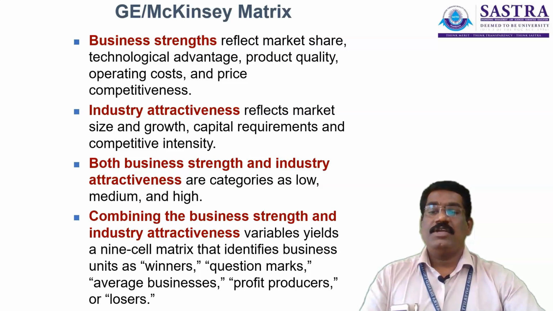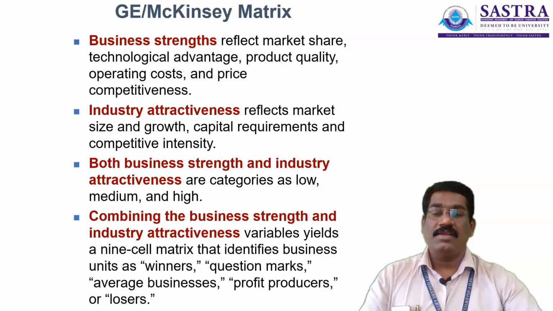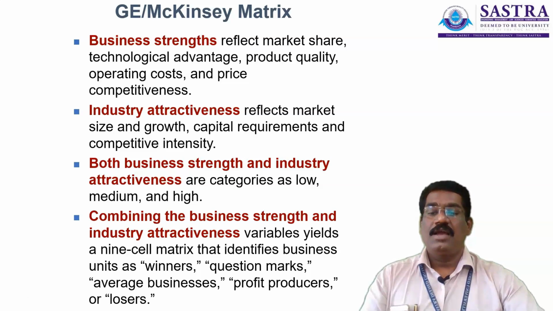Both business strength and industry attractiveness are categorized as low, medium, and high. That is the way you can see the matrix. Combining business strength and industry attractiveness, we get a 9-cell matrix that identifies business units as winners, question marks, average businesses, profit producers, and losers.